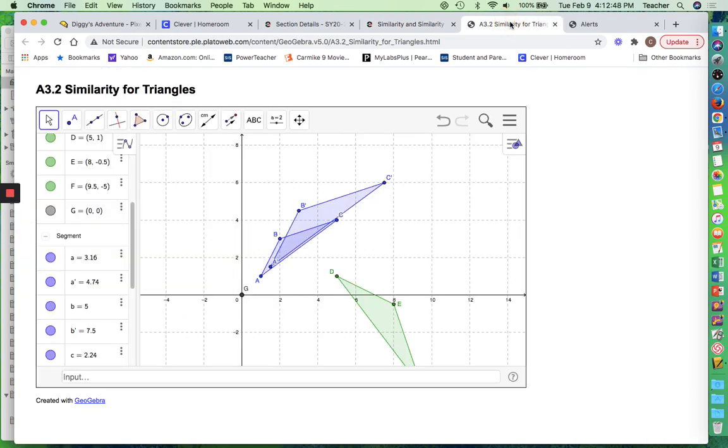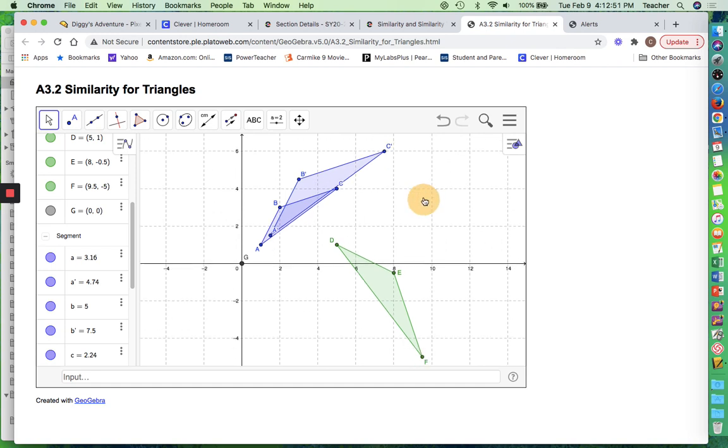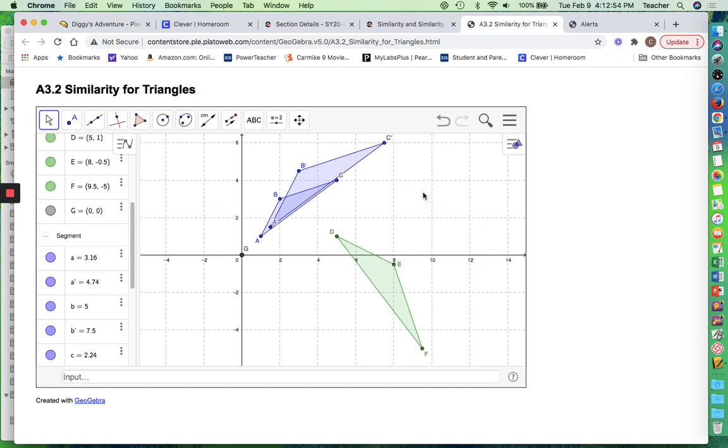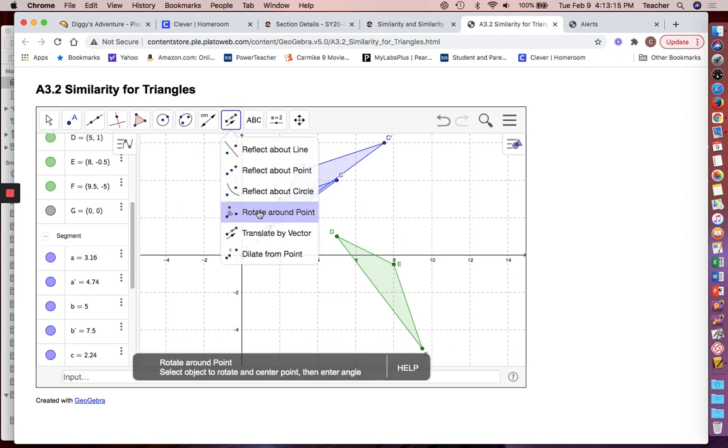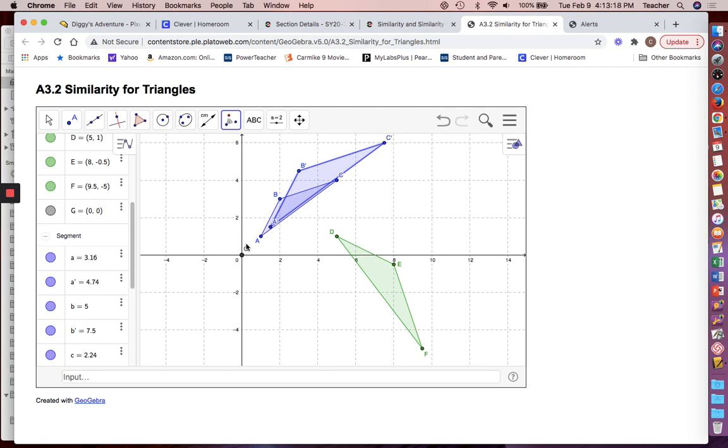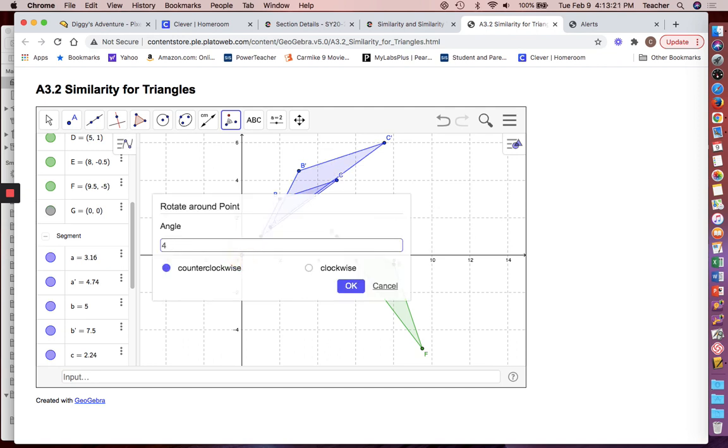So I'm not going to do a rotation. Well, let's see. What can I do? Oh, you know what? A rotation of 90 degrees clockwise is the same thing as a rotation of 270 degrees counterclockwise. Ha! I want to beat them at their own game. Watch this. So come over here to rotate around point. Click on the dilated one and the point of rotation. All right, I'm not going to go 90 degrees clockwise. I want to do 270 counterclockwise. And watch, I'll end up in the same position.